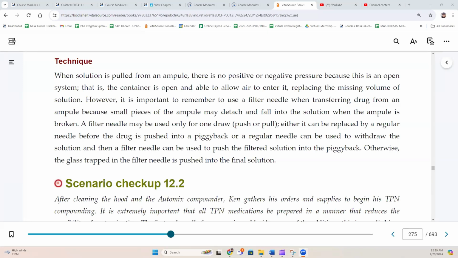A filter needle may be used only for one draw. Either it can be replaced by a regular needle before the drug is pushed into a piggyback, or a regular needle can be used to withdraw the solution, and then a filter needle can be used to push the filtered solution into the piggyback. Otherwise, the glass trapped in the filter needle is pushed into the final solution.